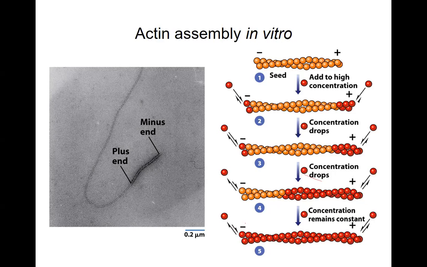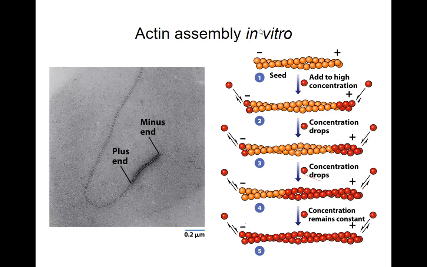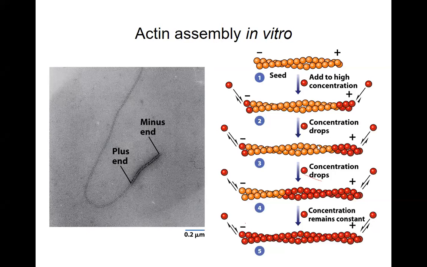So here, this is also called treadmilling, whereby you have a steady state in which the number of globular actins being added at the plus end is equal to the number of globular actins being removed at the minus end. When the concentration increases again, there will be more addition at the plus end and less removal at the minus end. So we have the treadmilling here.